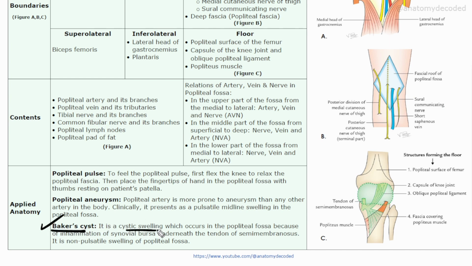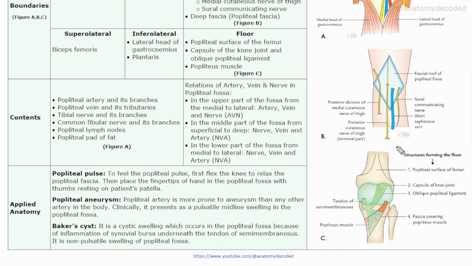Then there could be a cyst in the region of the popliteal fossa called Baker's cyst. It is a cystic swelling which occurs in the popliteal fossa. It is actually an inflammation of the synovial bursa underneath the semimembranosus muscle. This will present as a non-pulsatile swelling. Non-pulsatile means it will not beat along with the pulse. In popliteal aneurysm it is pulsatile, that means it beats along with the pulse. So that is how these two swellings can be differentiated.